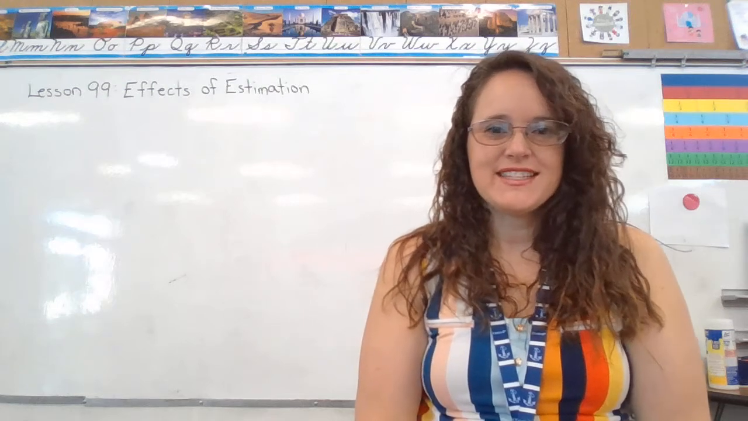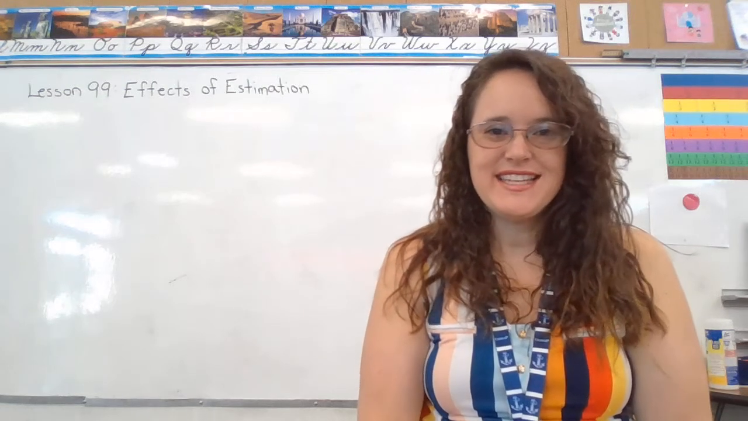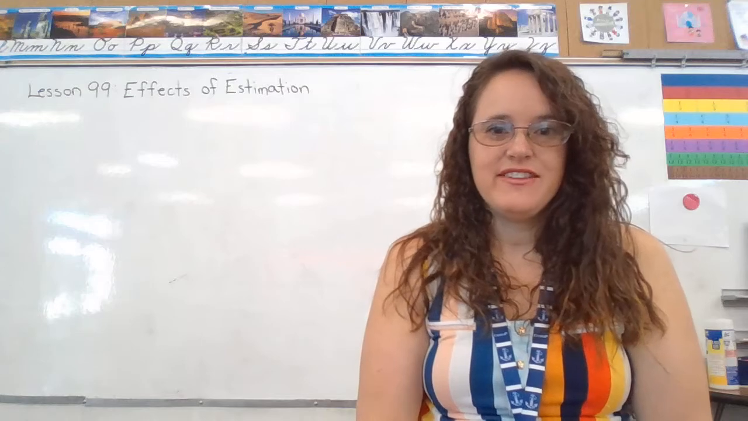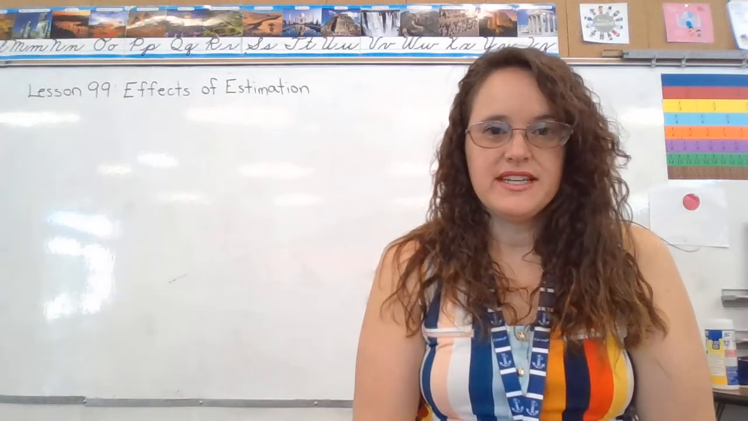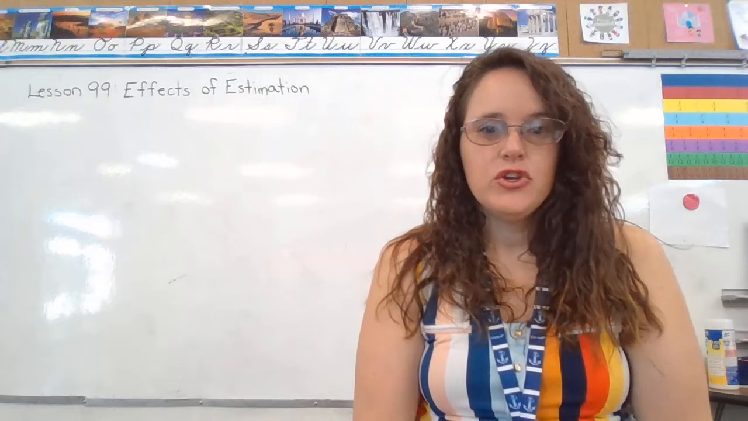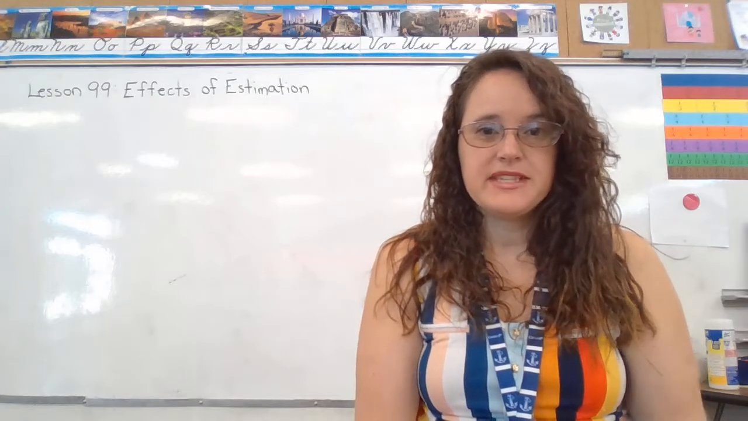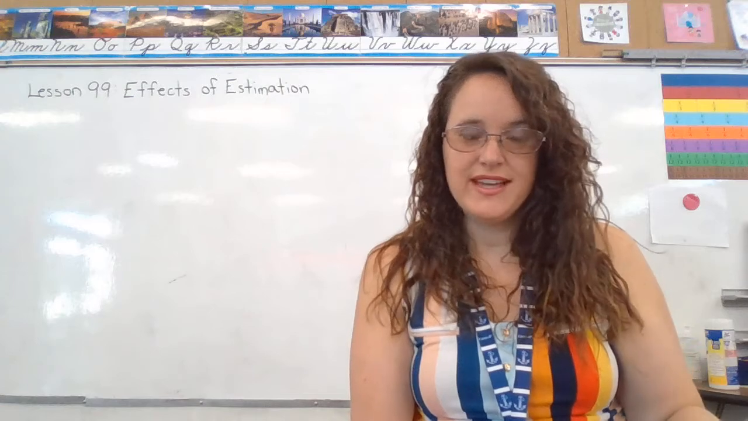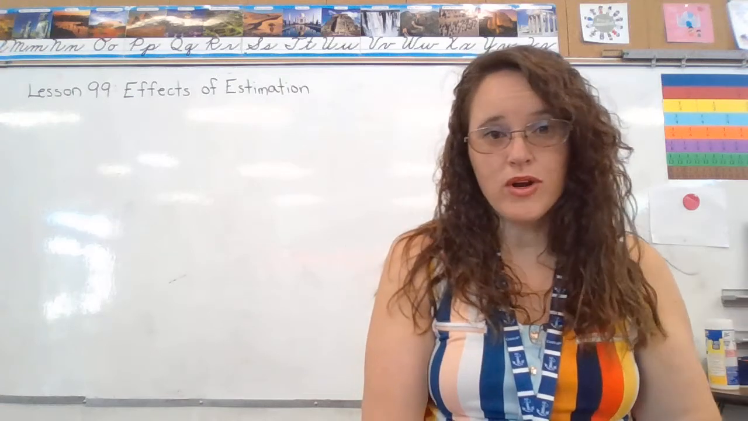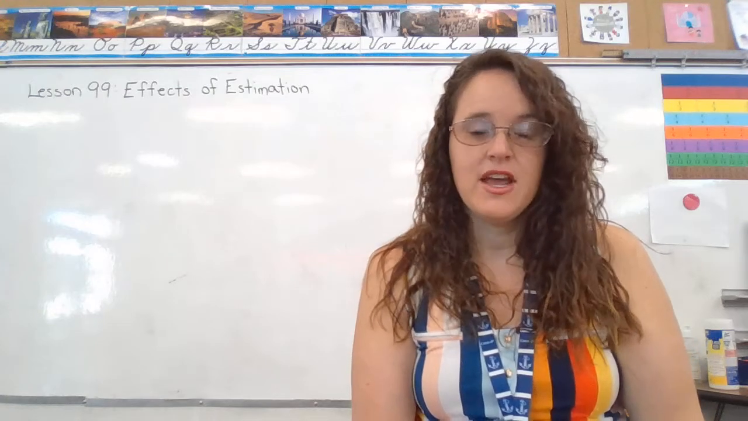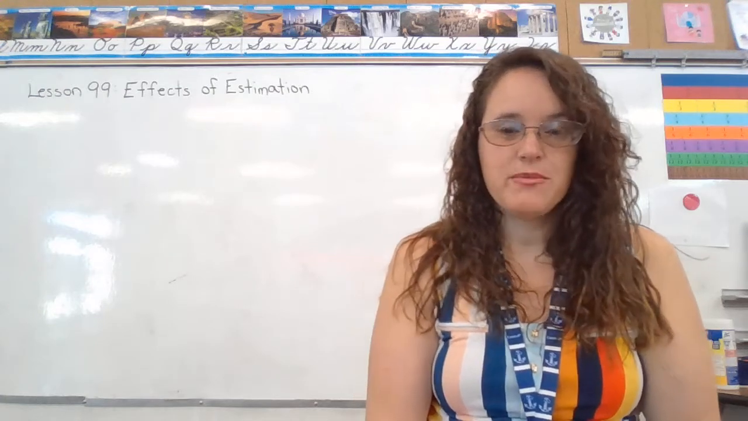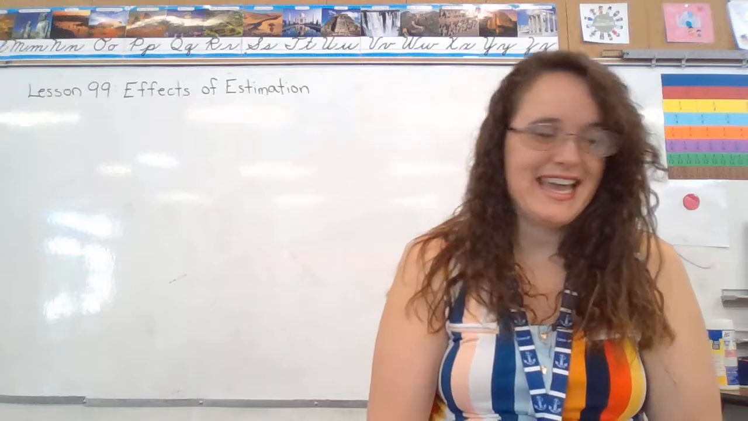Today we are on Saxon Math, Book 3, Lesson 99, and we're going to talk about the effects of estimation. When you're rounding, when you're estimating, you need to know sometimes if your actual answer is going to be a little more than what you estimated or a little less than what you estimated. So we're going to talk about the trick for that and practice some of those problems today.